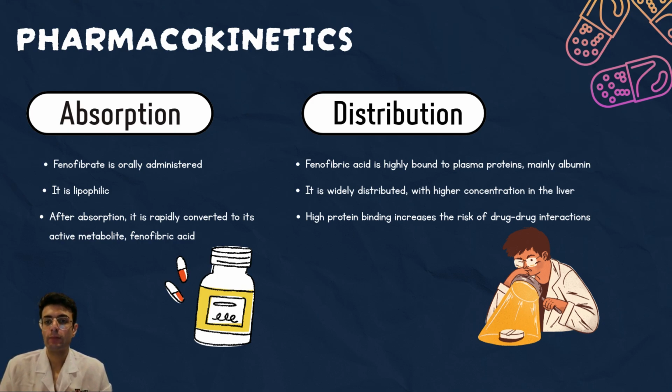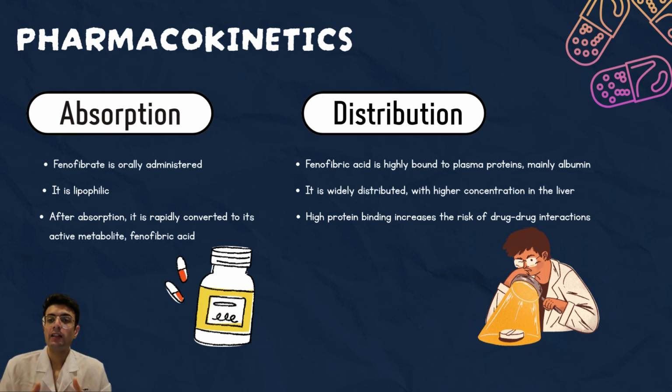acid. After being absorbed, the fenofibric acid has to be distributed inside the body. And this distribution occurs because fenofibric acid is highly bound to plasma protein, especially albumin. And being bound to albumin and plasma protein allows it to be widely distributed inside the body, especially to the liver area, which has its main target effect and is the major site of action.